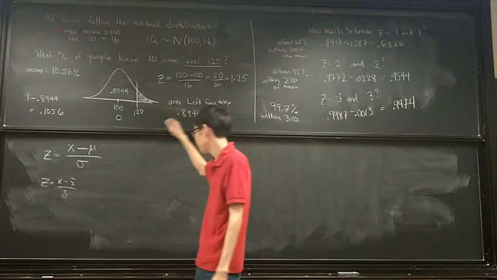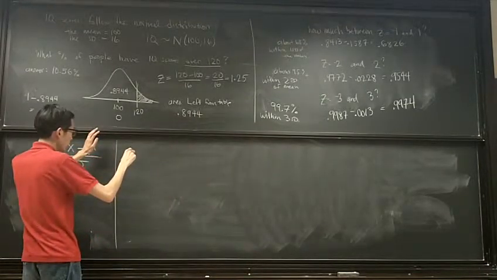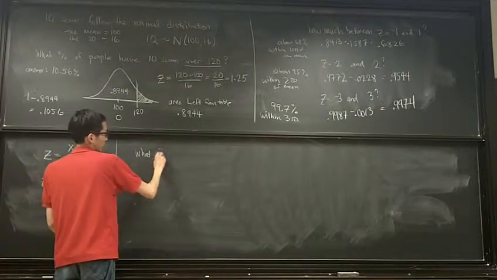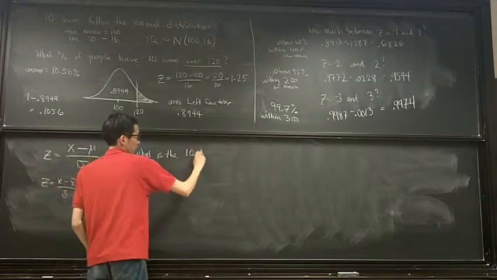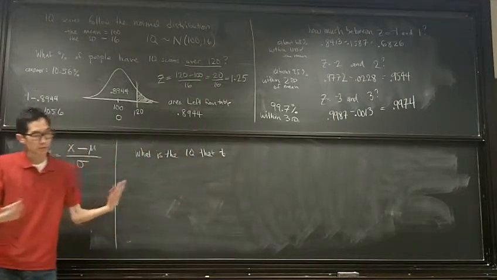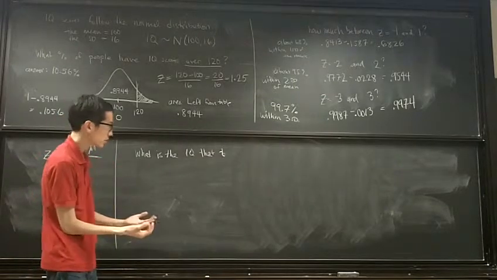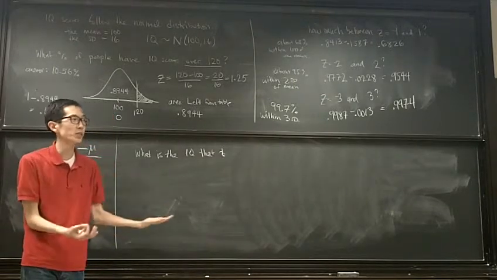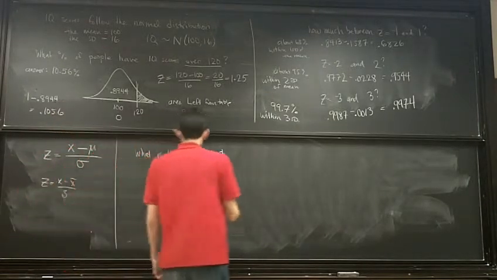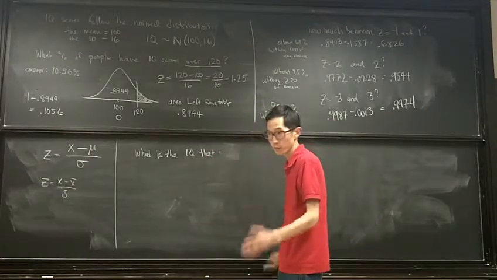All right. What if I said, what is the IQ that corresponds to this? Let's say a school district has programs for special needs students, and to qualify, you need to be in the bottom 3%. So what is the IQ that separates the bottom 3% from the rest of the population?